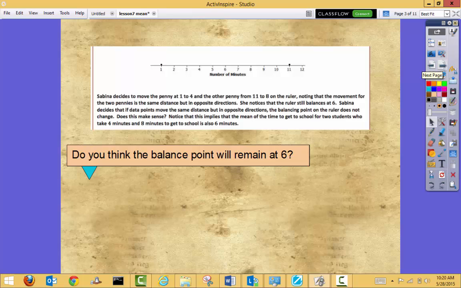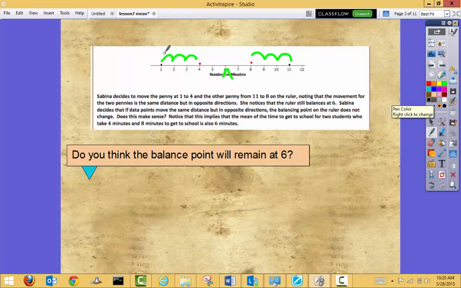Alright, Sabina decides to move the penny at 1 to 4, so she's moving it from 1 to 4, and the other penny from 11 to 8, noting that the movements for the 2 pennies are the same distance but in opposite directions. So notice how far we moved it. We moved it 1, 2, 3. We moved this one 1, 2, 3. So it's the same distance, but in opposite directions. She notices that the ruler is still going to balance at that 6. Sabina decides that if data points move the same distance but in opposite directions, the balancing point on the ruler does not change. Does that make sense?